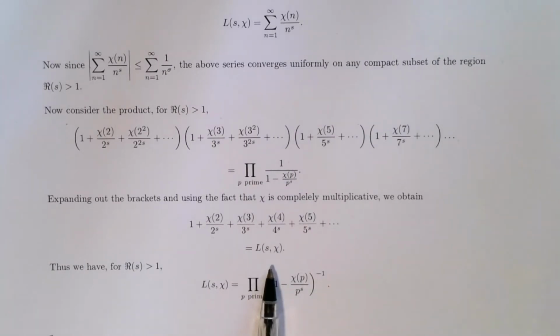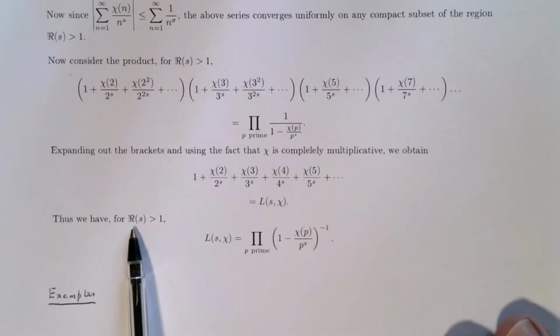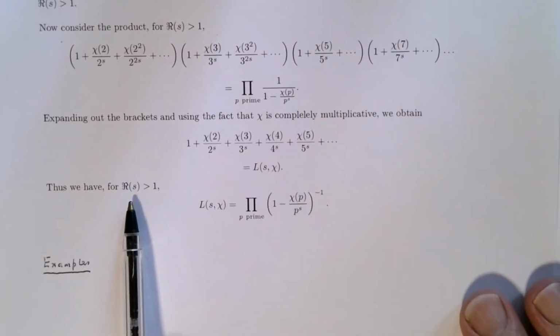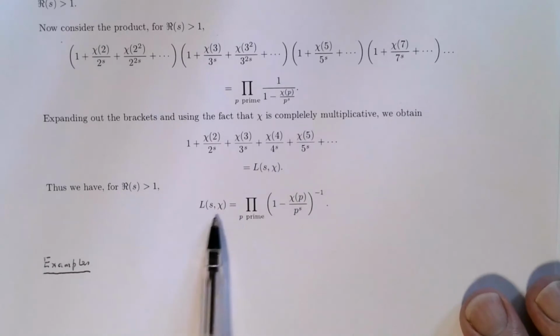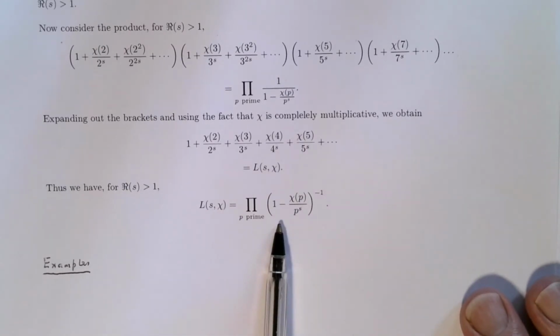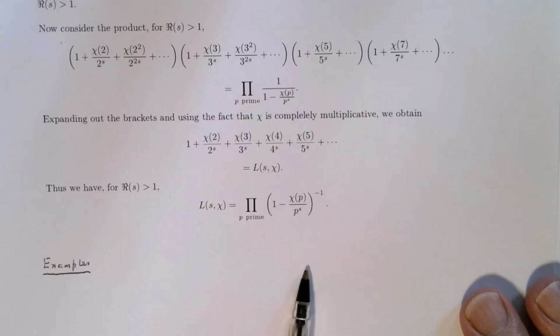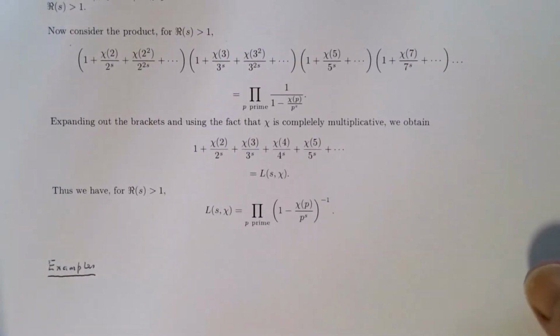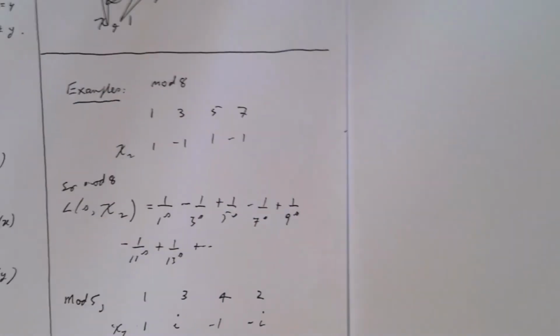So we can now state that for the real part of s bigger than 1, we can write this lovely new L function as a generalized Euler product, or an analog to the Euler product, of 1 minus chi p on p to the s, inverse. Now, I wanted to do some examples firstly of just looking at what these L functions look like. So just to have a look quickly at a couple of examples.